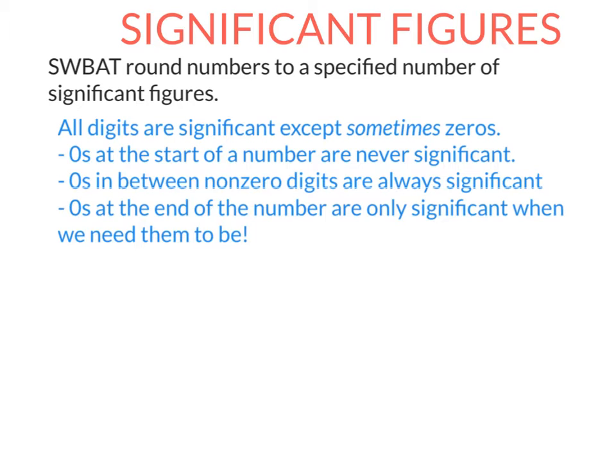So when we're talking about significant figures, all the digits of a number are considered significant except zeros. Zeros are sometimes significant, sometimes not. If the zero is at the start of the number, it's not significant. If it's in between non-zero digits, then it's always significant. But what causes a lot of confusion is that zeros at the end of a number, sometimes they're significant, sometimes they're not. So before we get to rounding to significant figures, let's look at identifying the significant figures.